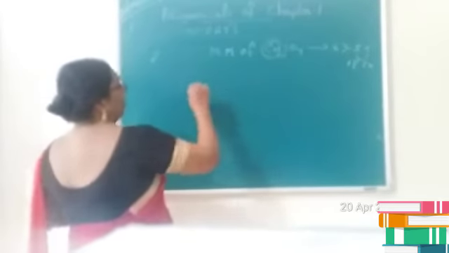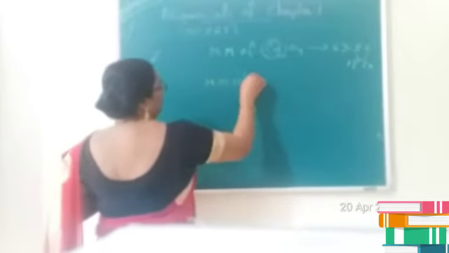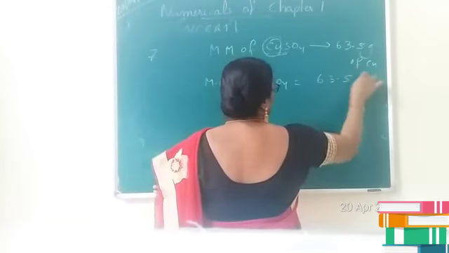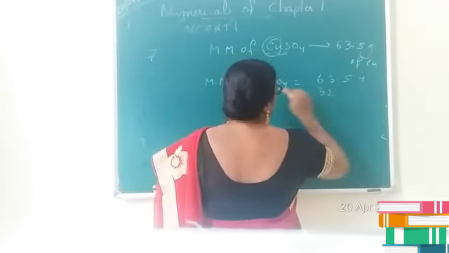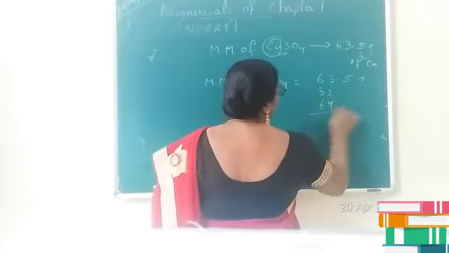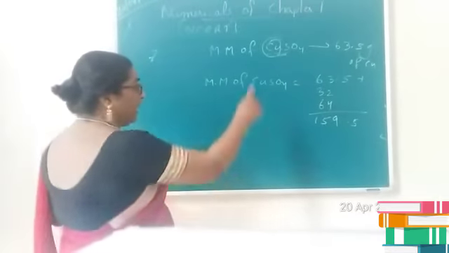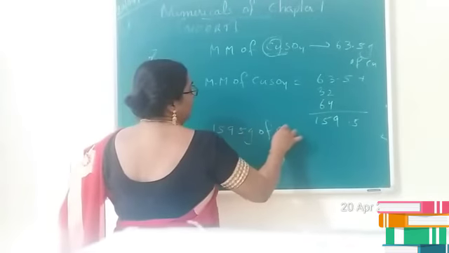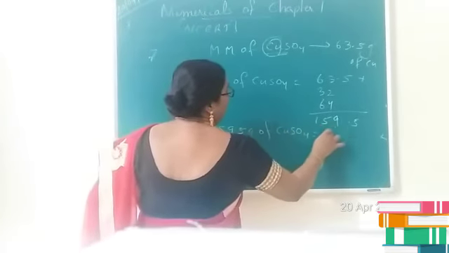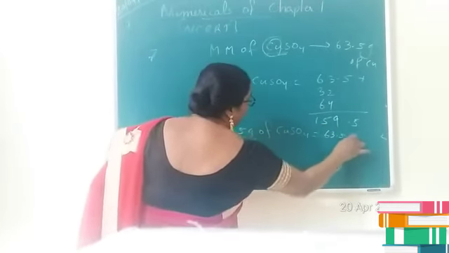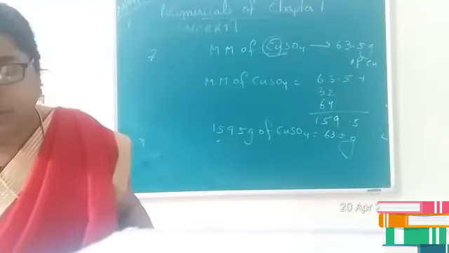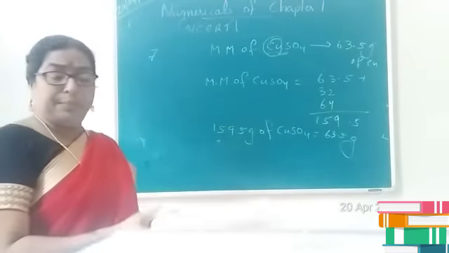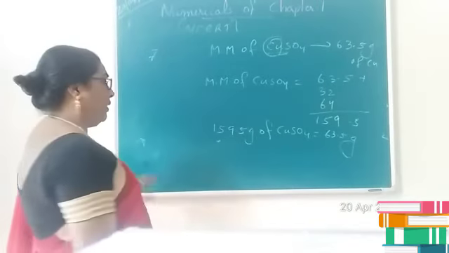So if you calculate the molecular mass of copper sulfate, it is equal to 63.5 plus 32 plus 16 fours are 64, which is 159.5. So we can say that 159.5 grams of copper sulfate contains how much copper? 63.5 grams of copper. So in the question it is asked to calculate how much copper can be obtained from 100 grams of copper sulfate.